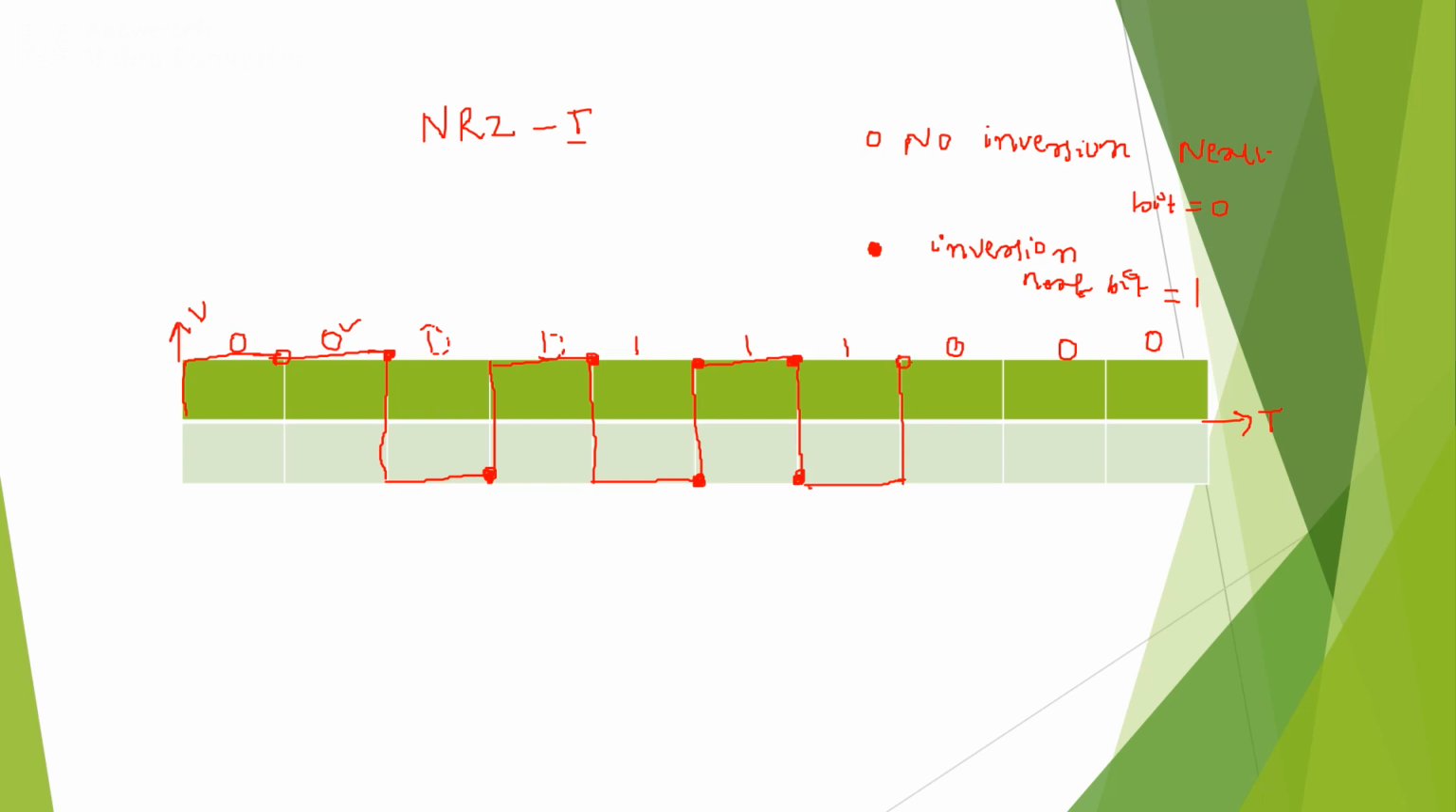No inversion, no inversion, no inversion and no inversion. So this is how we can represent the given pattern using NRZ-I. In each case we have to check the next bit. If the next bit is 0, no inversion takes place. If the next bit is 1, inversion takes place.